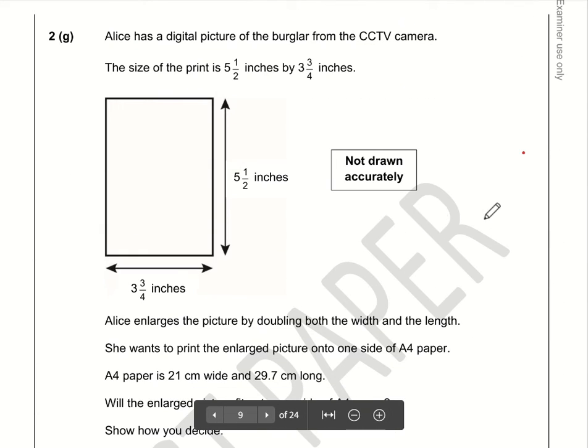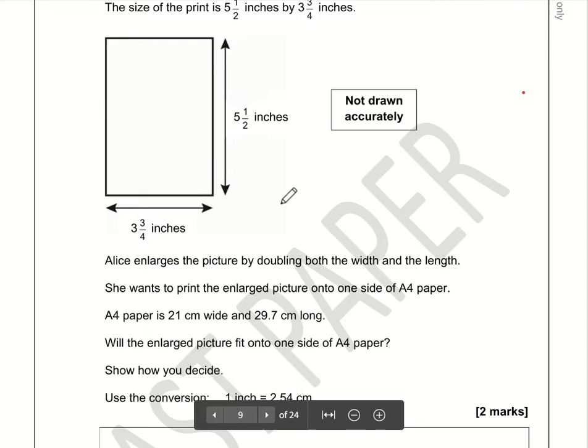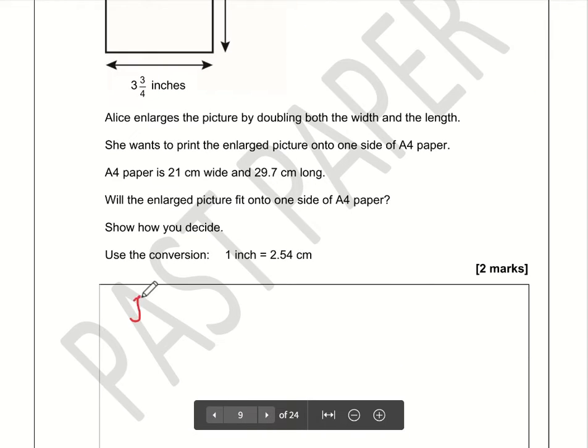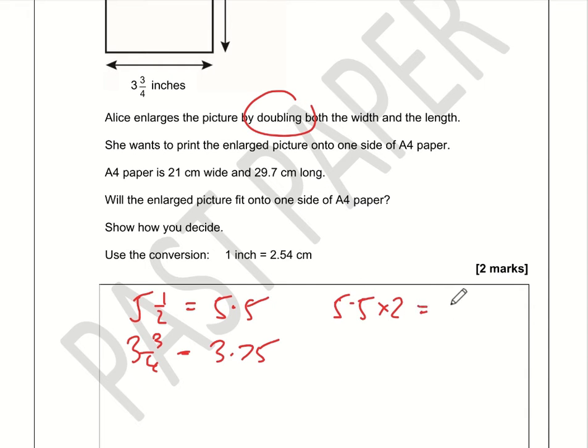Okay, so for this question we're sort of doubling these areas and we need to convert them into centimeters. So first of all, 5.5 inches, I would write that as 5.5, and 3 3/4, that is 3.75. We want to double each of them because we're doubling both the width and the length. So 5.5 times by 2 is 11, and 3.75 multiplied by 2 is 7.5.